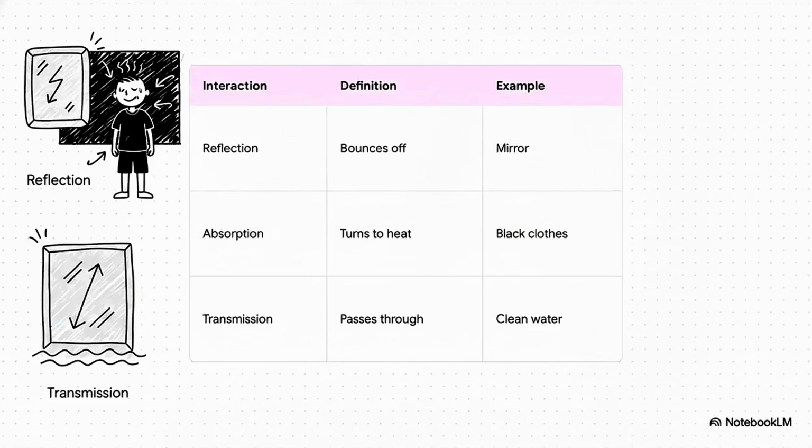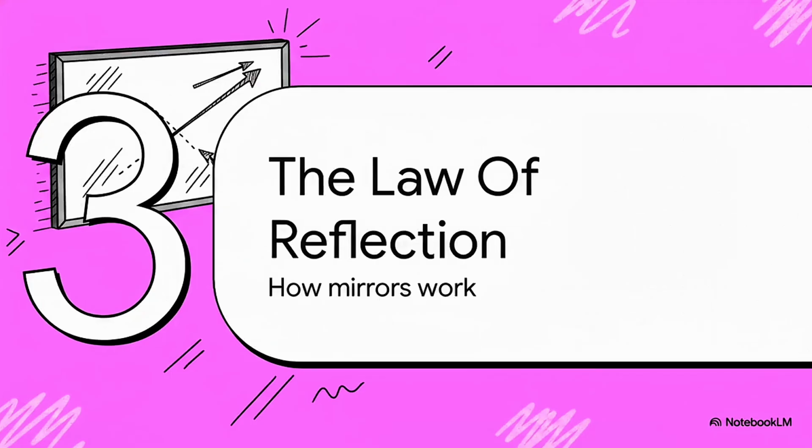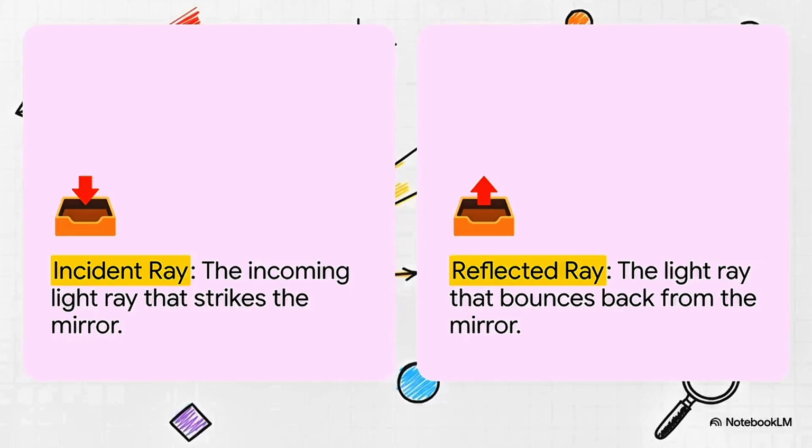And third, we have transmission. That's where the light simply passes straight through a transparent material, which is why we can see through things like clean water or a glass window. Moving on to Section 3, the law of reflection. Because we really want to figure out exactly how mirrors work today, we're going to go ahead and push absorption and transmission to the side for now. We're focusing entirely on that very first phenomenon, reflection.